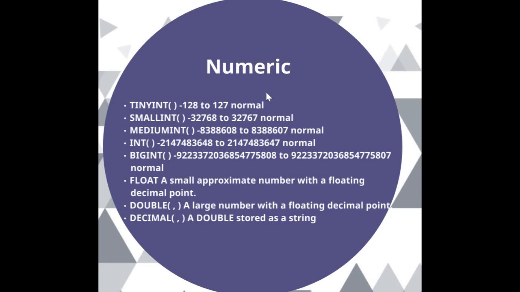Okay, so the third data type that we have is numeric. So we can have an exact number data type, or we can have approximate ones. For example, the ones that are most commonly used from here would be int or float, double, decimal. These ones are probably the most commonly used. So like float, it's a small approximate number with a floating decimal point. A double is a large number with a floating decimal point.